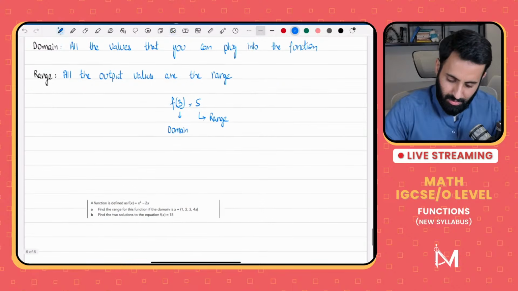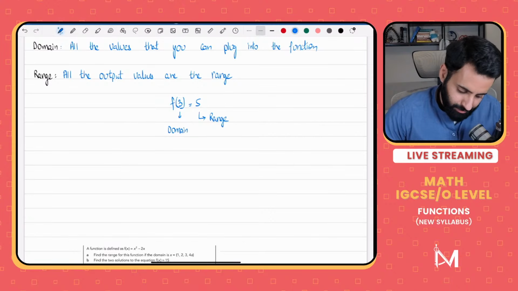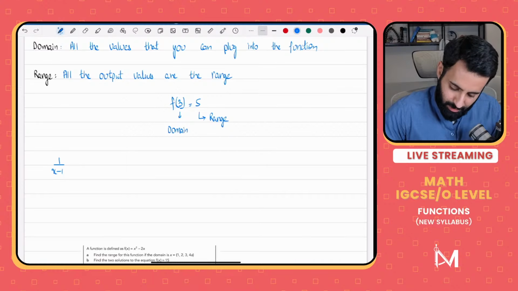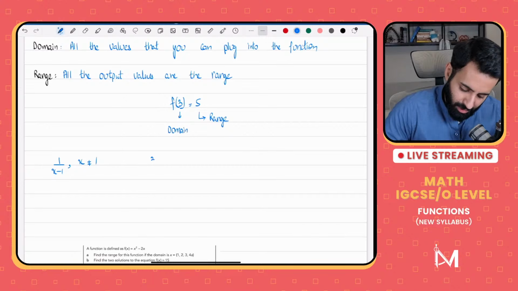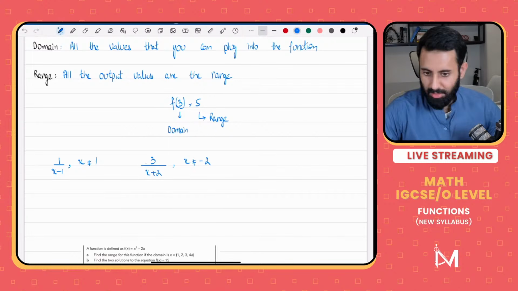Okay, if f of 3 equals 5, that means 3 is the domain and 5 is the range. Okay, now oftentimes before we solve this question, I would like to explain this in slightly more detail. Oftentimes with questions like these, let's say 1 upon x minus 1, you will notice that it is given x is not equal to 1. What does this mean? You have often seen with questions like these that you're given x is not equal to 1. Or maybe you're given 3 over x plus 2, and with this you're given x is not equal to minus 2.